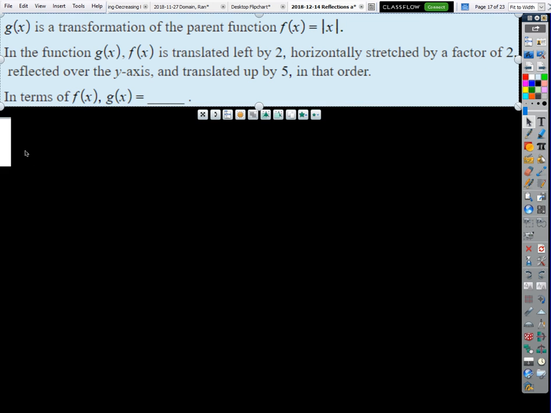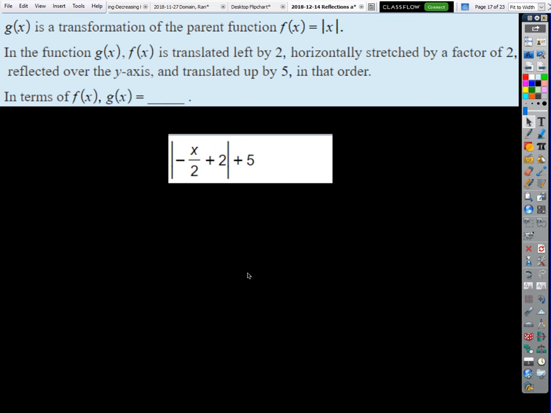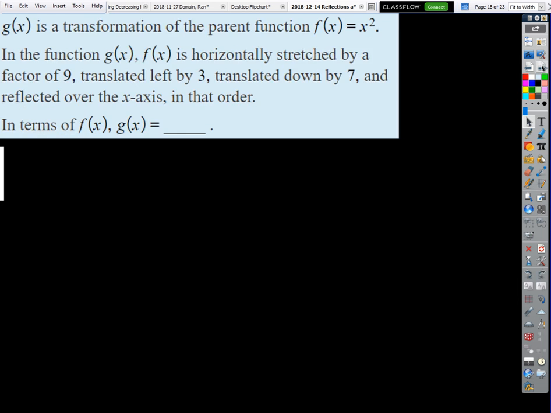And so that's our answer? I mean, x over 2 is the same as 1/2 x. So try that one. Try that in your notebook. You can talk to your neighbor about it, see if you agree.